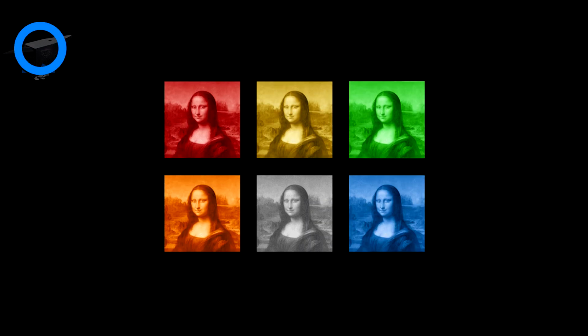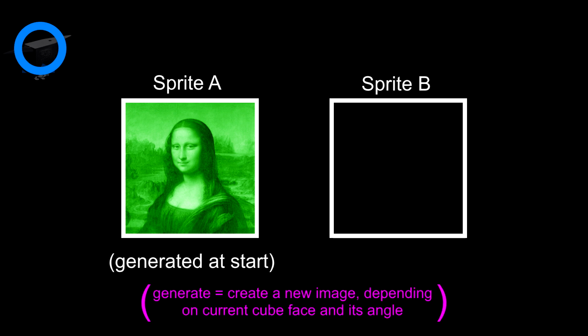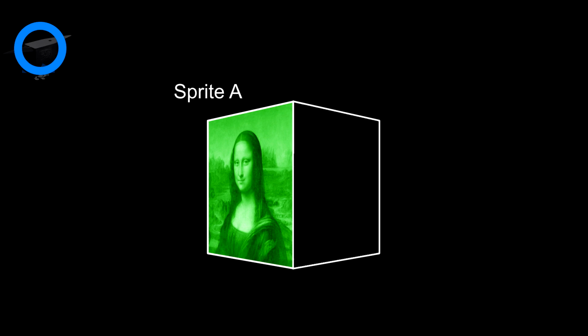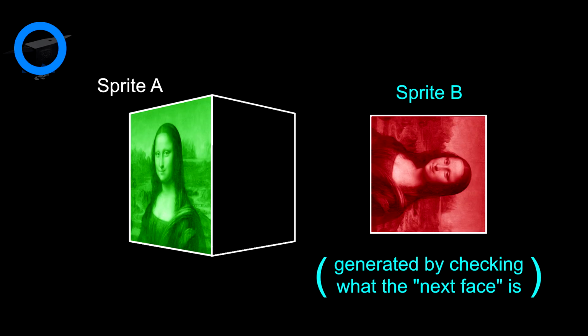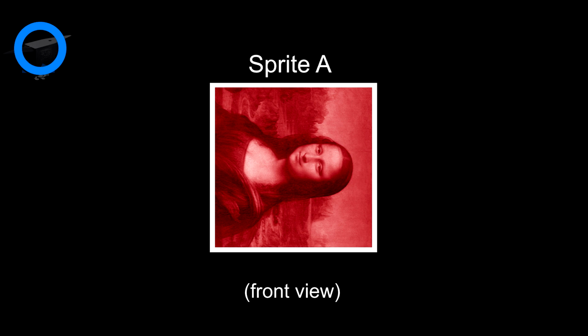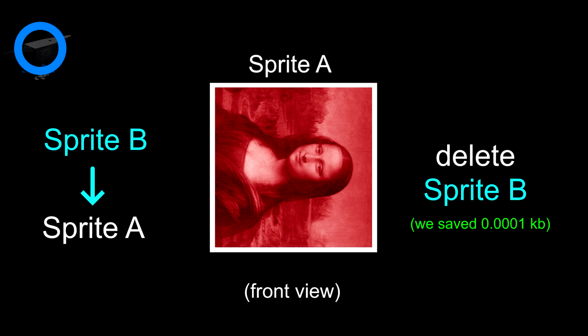Hello again. Instead of keeping all of these images, use only 2 images, Sprite A and Sprite B. For front, use Sprite A. When rotating, generate Sprite B with necessary rotation. Apply Sprite A and B. Last, replace Sprite A with Sprite B. Sprite B will be deleted for future use.